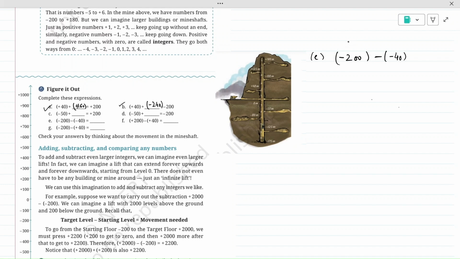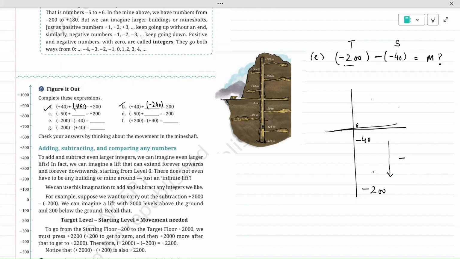That means this is my target and this is my starting point. And we have to find the movement. What is the movement? So my target is minus 200, somewhere here, right? And then my starting point is minus 40. So if this is my line, sorry, this should be straight, 0. So minus 40 will be somewhere here and I have to reach down here. Since I have to reach down, first of all, I will write down minus.